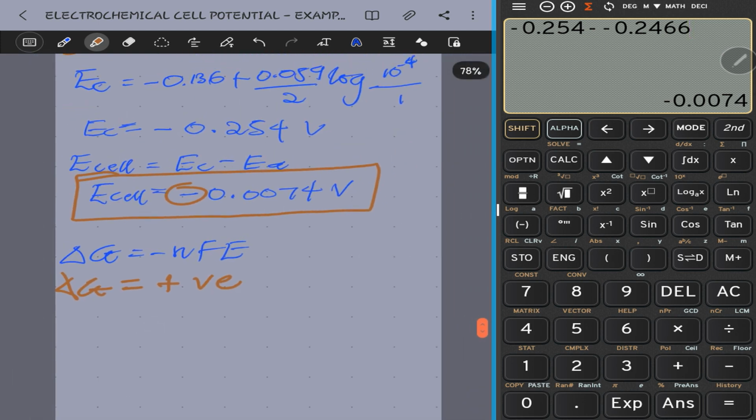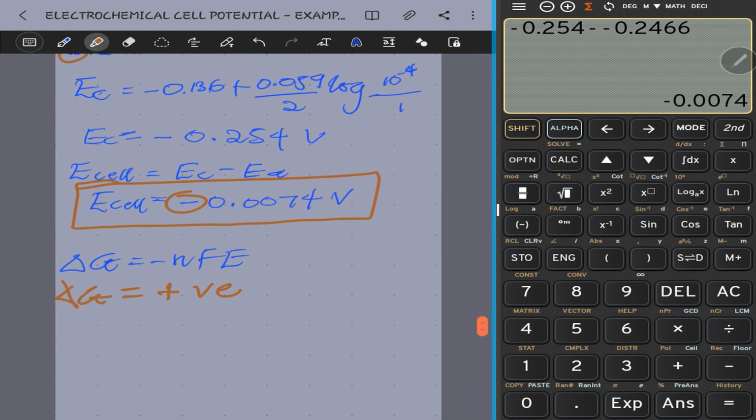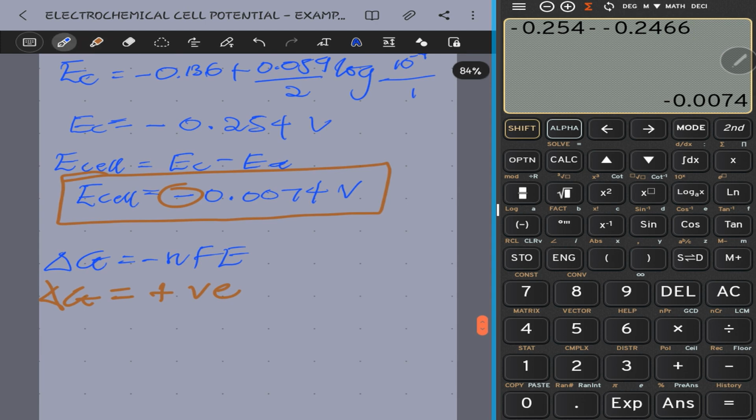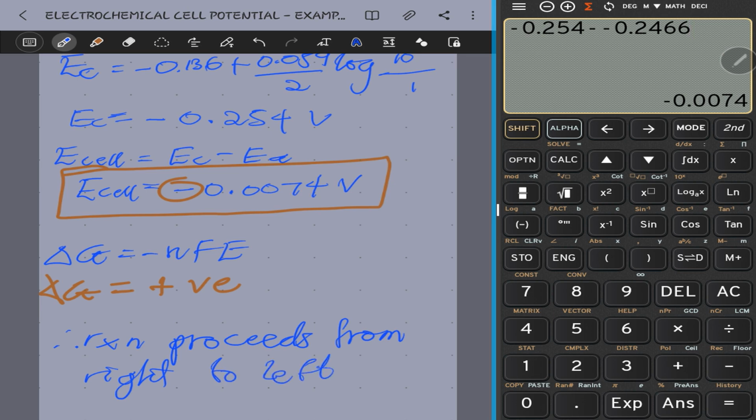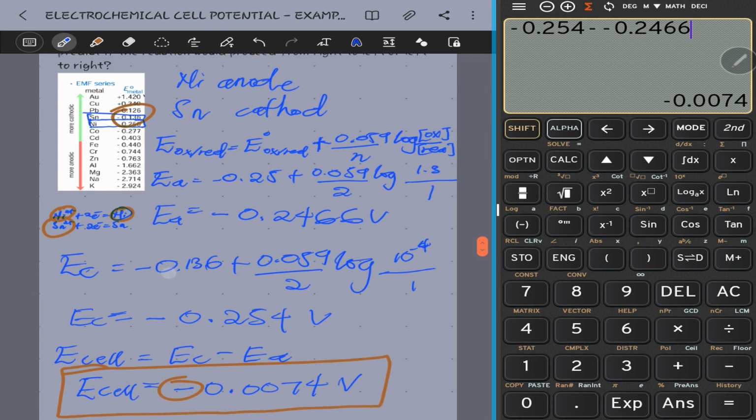So in the end, since E is negative, the reaction will proceed from right to left. Therefore, the reaction proceeds from right to left. Right, so that's it.